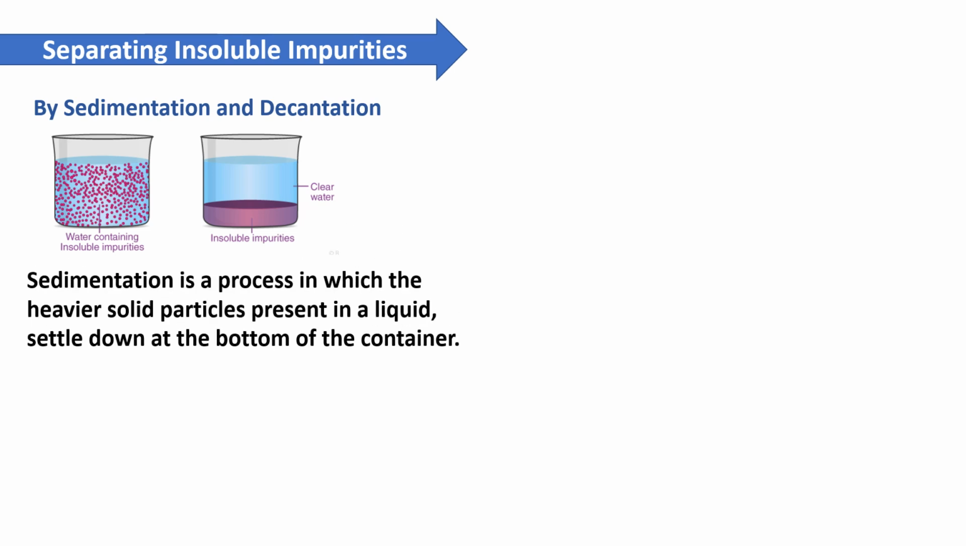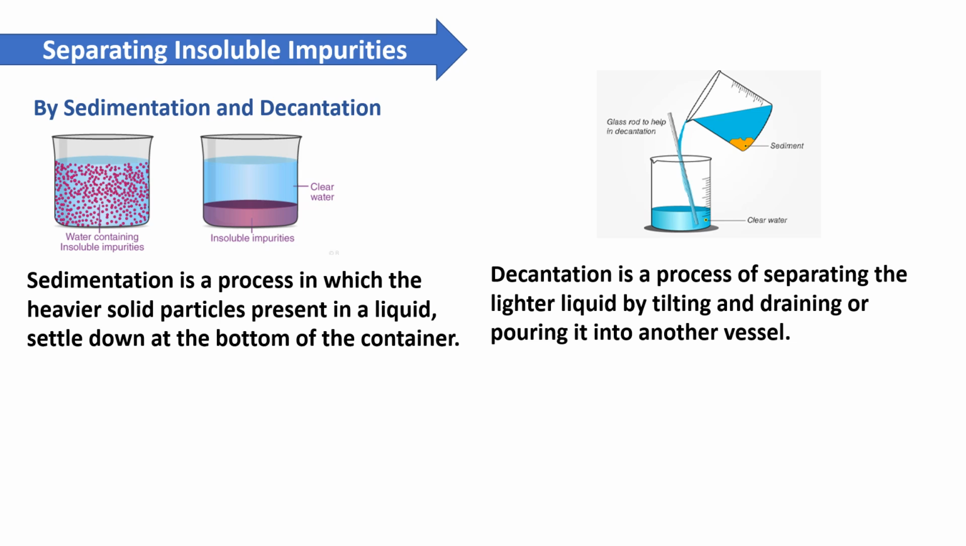So sedimentation is a process in which the heavier solid particles present in a liquid settle down at the bottom of the container. So what is decantation? In decantation, that top part of clean water will be poured into another vessel. So it is a process of separating the lighter liquid by tilting and draining or pouring it into another vessel. So another way is filtration.